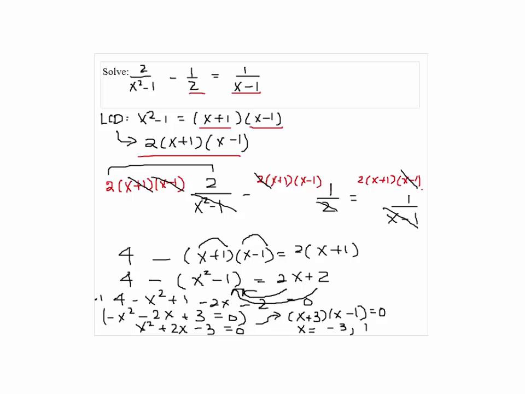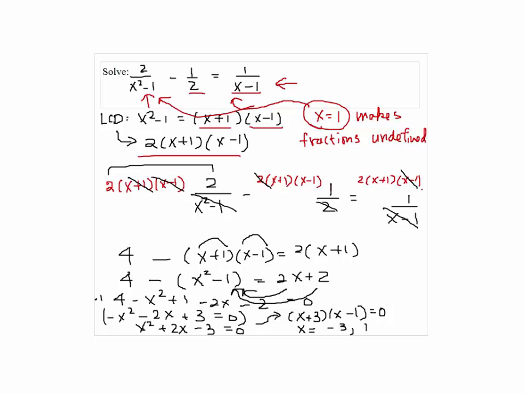Now we have to check our answers, since the denominators contain variables. If x is negative 3, the denominator does not become 0. However, if x equals 1, this value will make the denominator 0. So x cannot be 1. This is called an extraneous answer. So the answer is only x equals negative 3.